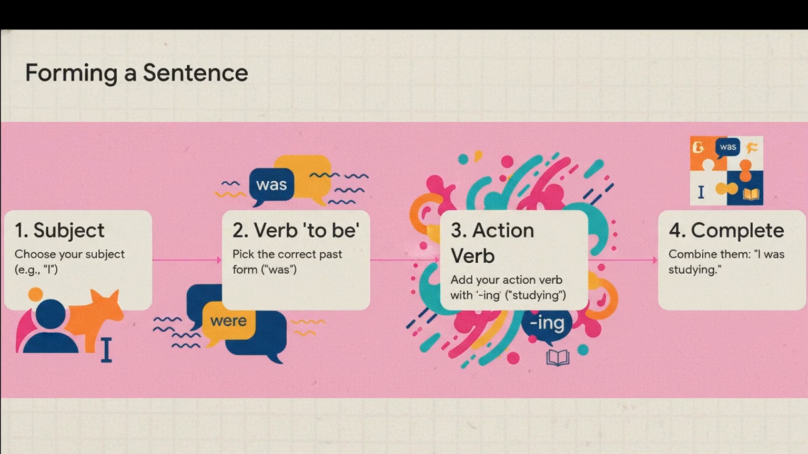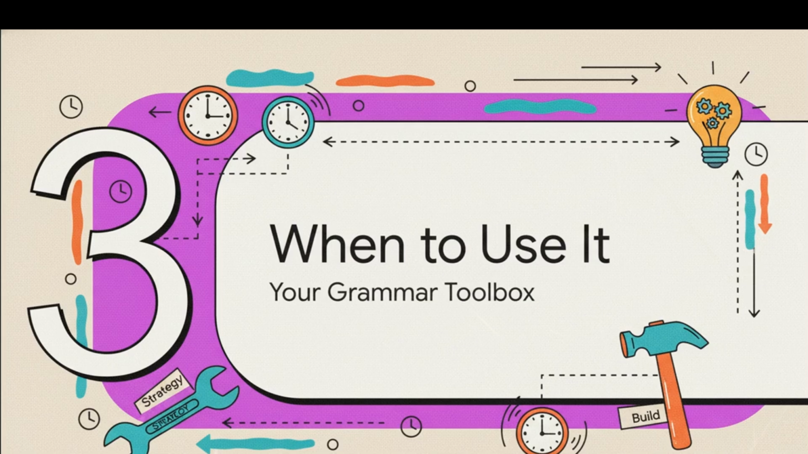You choose your subject, say I, then you match it with the right form of to be, which is was, add your action verb with -ing, studying, and boom, you've got a complete idea. I was studying. All right, so now that we know how to build it, let's talk strategy. When do you actually pull this tense out of your grammar toolbox? Well, there are a few key situations where it's absolutely the perfect choice.